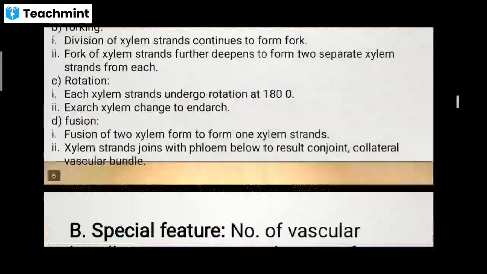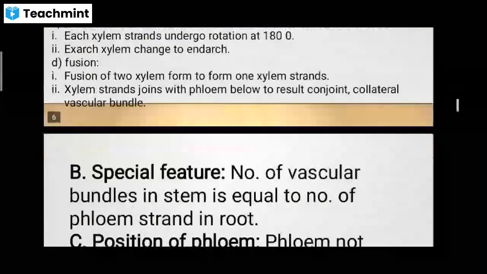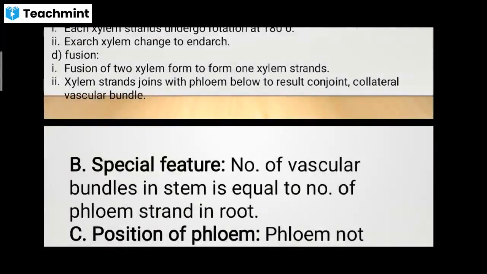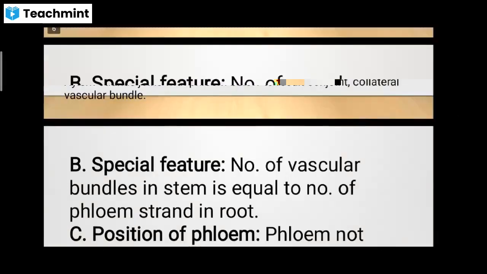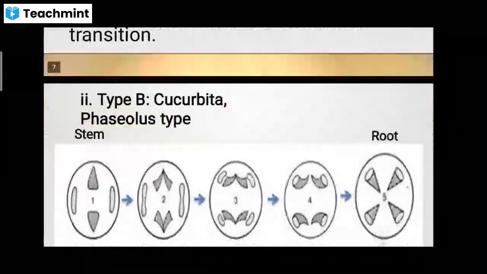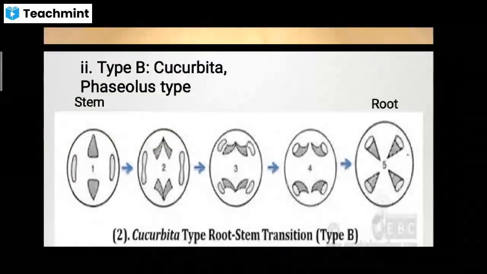In that there is no change between the xylem and phloem number; the same number present in the root is carried out. There are four xylem and four phloem strands, so a similar number is found in the stem, with four vascular bundles present. With this background, we discussed type B, the Cucurbita or Phaseolus type of root stem transition.